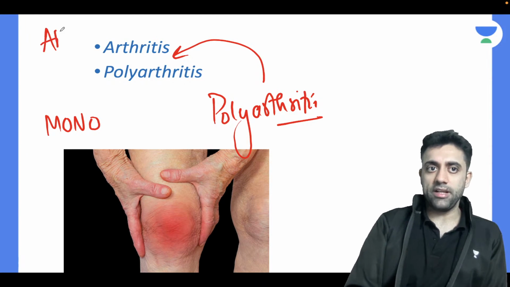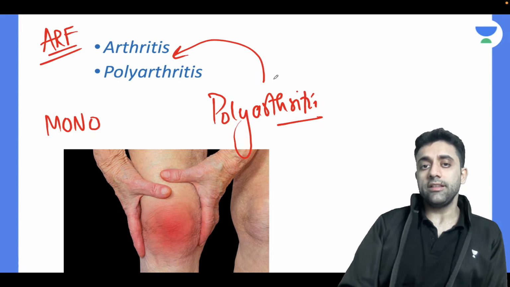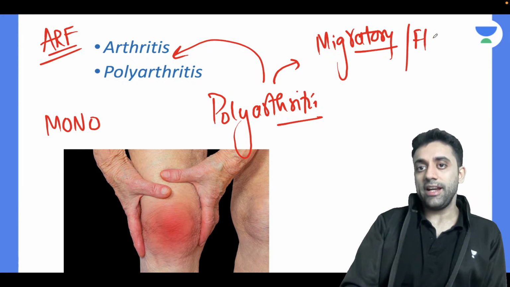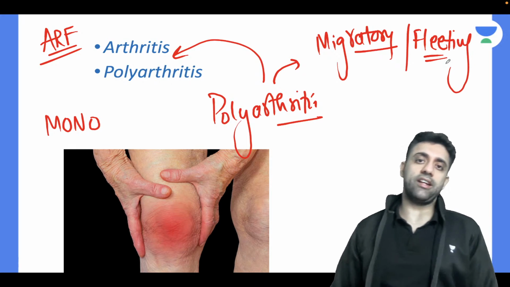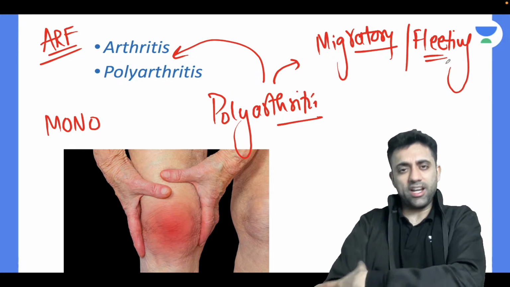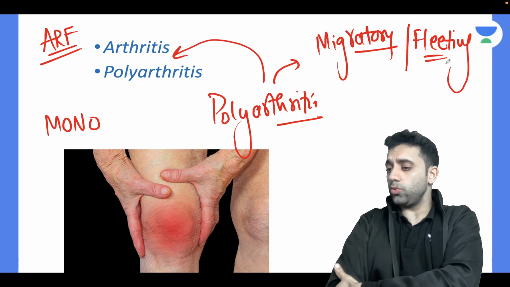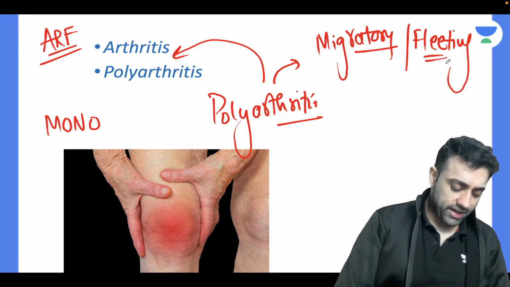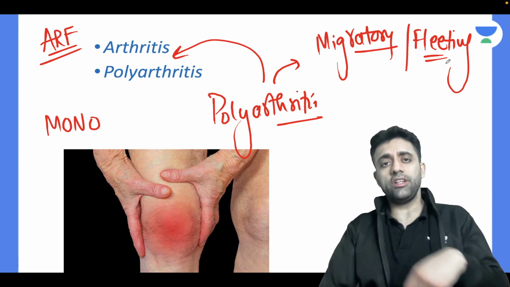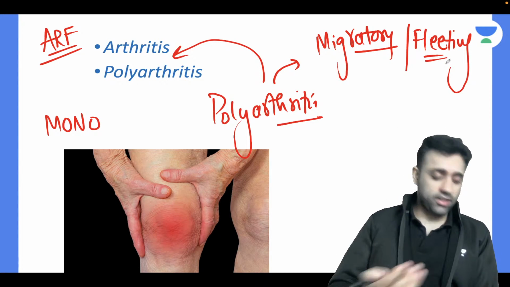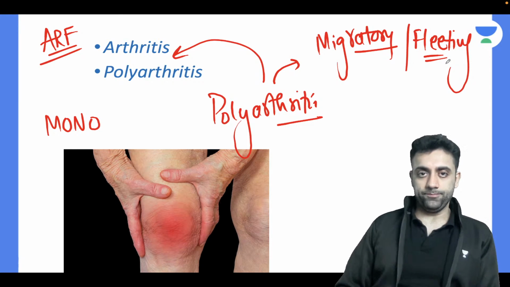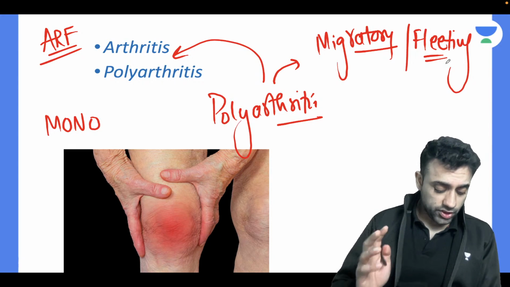Polyarthritis, of course, the example is acute rheumatic fever. We all know that the arthritis in acute rheumatic fever, number one, is migratory, yes or no? It is the fleeting type of arthritis. What is the meaning, sir? It means, dear, that right now my right elbow joint swelling is there and very painful. After 2 days, this swelling subsides by itself. Now I'm having my left knee joint swelling. Are you understanding? So migratory. 2 days the pain was here, now for 2 days I have swelling and pain in the left knee joint. After 3 days I'm having swelling and pain in my left wrist joint. So migratory.